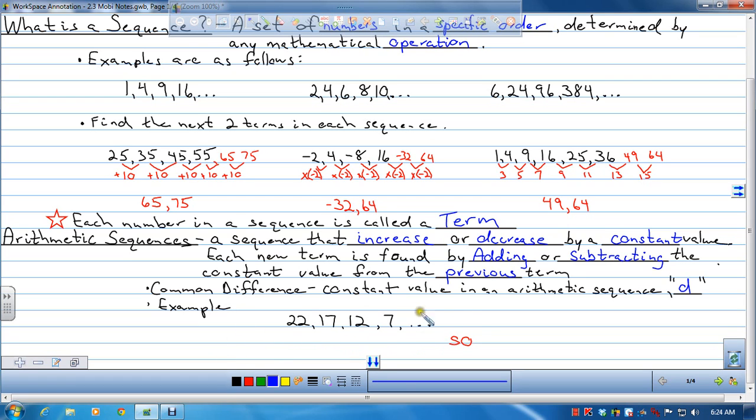Okay, so here's an example of an arithmetic sequence right here. I'd like for you to take a second and find that common difference. So I want to know what D equals. Okay, so you should probably notice that it appears you are subtracting 5 each time. So that difference is 5 and we are subtracting that. Therefore the common difference will be -5.